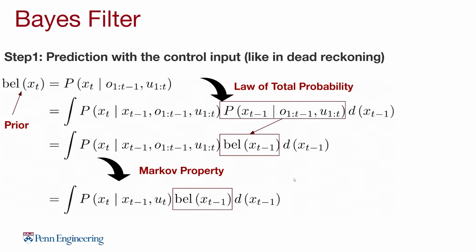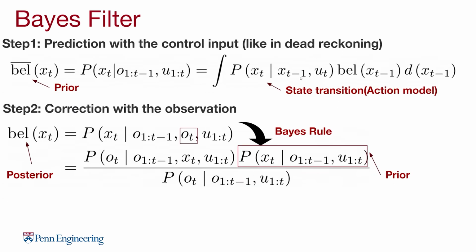That gives us the prediction step, and this term is just the state transition part, which is our action model. Then step 2, after we predict the state for the system, the next step is to do some correction with the observation. So here we will take our observation at timestamp t into consideration.